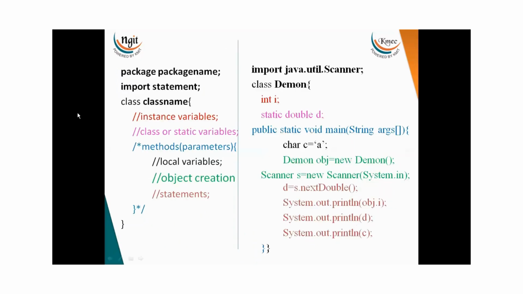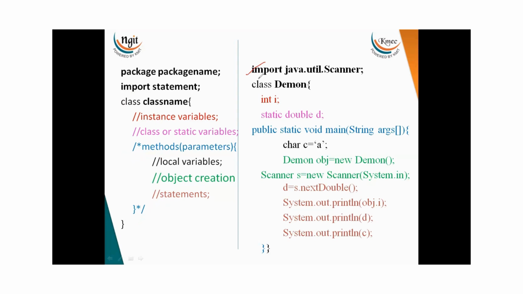Now I'm moving further. This is an example program along with the syntax. First, you need to import the package, whatever package you want to use. Then the import statements if you have anything. Then class name, instance variables, class or static variables, methods. If you have local variables, we will initialize them within the methods. Then we will create an object. Without creating an object, you cannot call the methods. That's why we need to create an object, so that it allocates the memory. Then if you have any other statements, you write them, then close the method and then close the class. This is a simple syntax for the creation of a class.